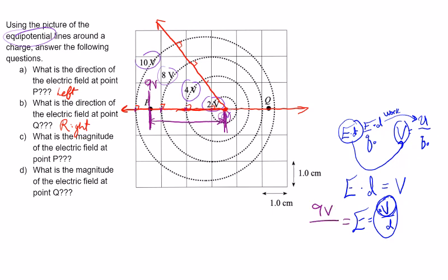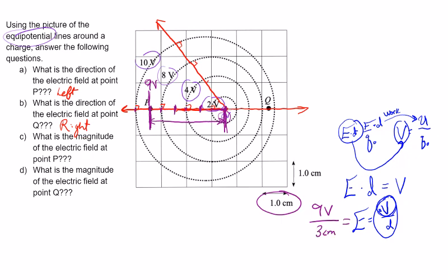And then the distance: since they tell me that each one of these is 1 centimeter, I just have to measure from here. This looks like it's in the middle of this section. So from here to here would be 1 centimeter, from here to here would be 2 centimeters, and from here to here would be 3 centimeters. So we're going to divide by 3 centimeters.